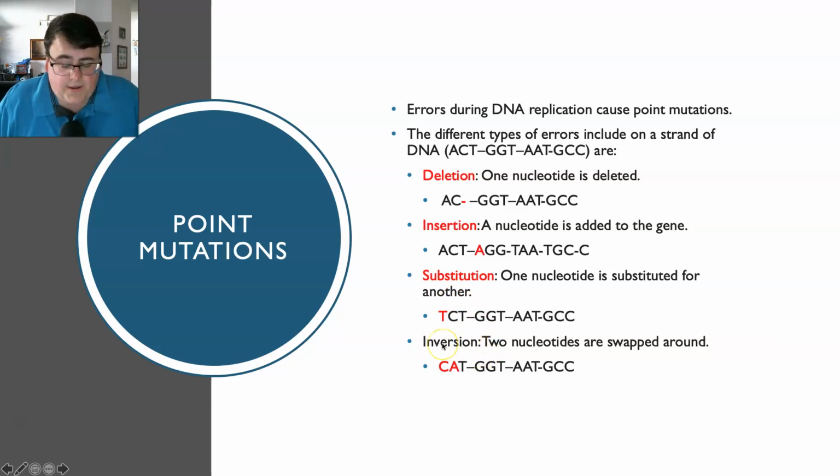Inversion, again, is only going to affect the codon where the mutation occurs. So in this case, A and C have physically been swapped around, so instead of ACT, we've got CAT. So they're the 4 different types, and how they affect the protein structure. Deletion and insertion will affect every codon and every amino acid after the deletion or insertion, whereas substitution and inversion will only affect the codons where the mutation actually occurs.